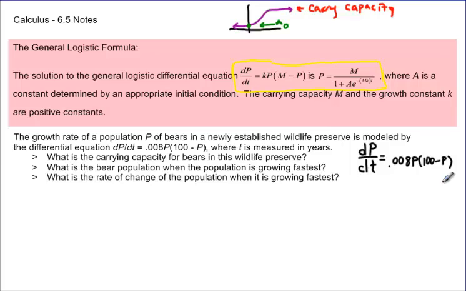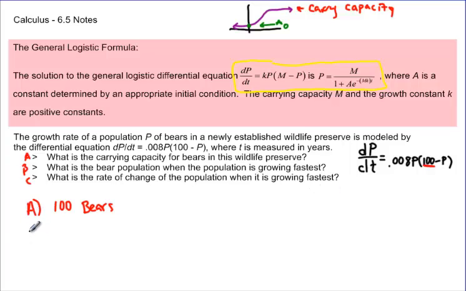So the question then is, what is the carrying capacity of the bears on the wildlife preserve? And if you look at your formulas, the carrying capacity is that number in front of the P. So part A here, if we label these A, B, and C, the carrying capacity is going to be 100 bears. Like, the wildlife preserve can sustain 100 bears, and then after that, it's just not possible.